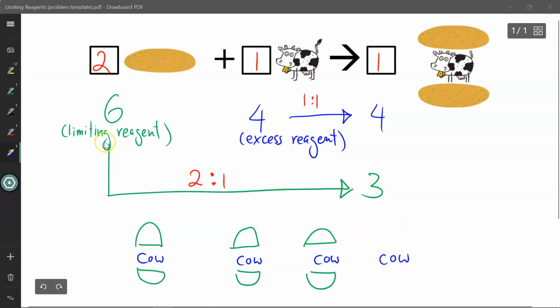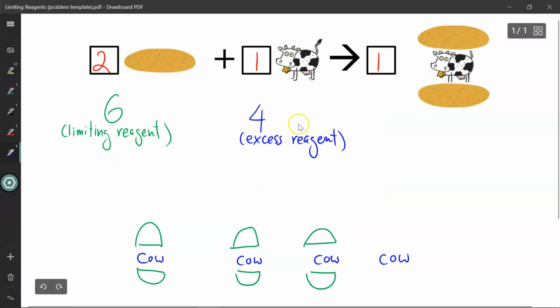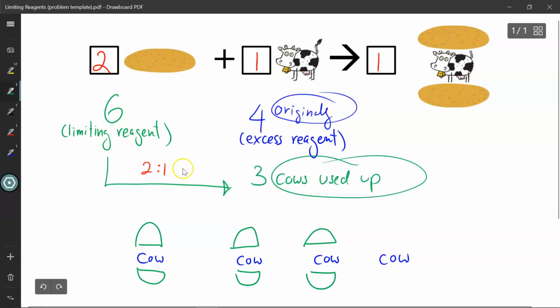Well, now that you know who the limiting reagent is, you don't really need these values over here. You don't need to focus on burgers anymore. Let's focus on the cows, the excess reagent. So what I'm going to do is use my ratios from the limiting reagent to the excess reagent, and I know it's a 2-to-1 ratio between them. And in so doing, I have calculated how many cows were used up. So 2 buns are used for every 1 cow, so 2-to-1 ratio, so 6 buns used up 3 cows, which you can see visualized over here.